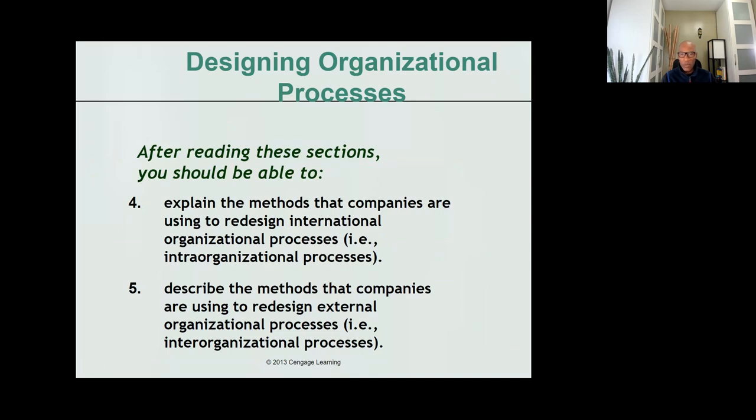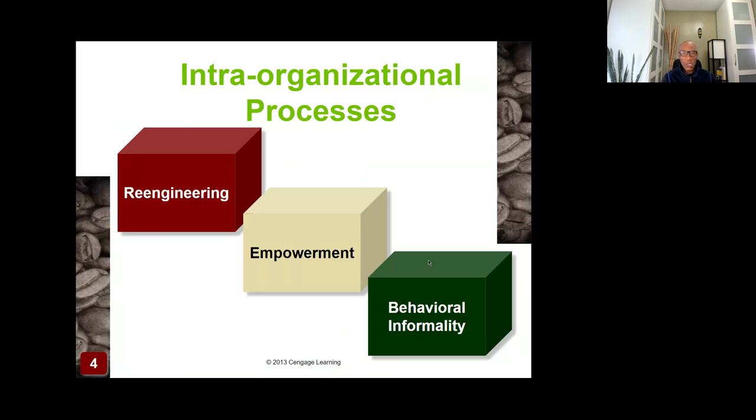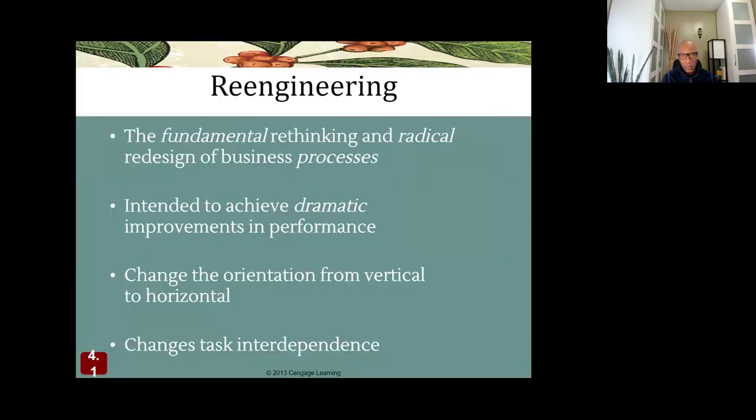So then we think about designing the organizational process and what does that look like. So usually it's an intra-organizational process where we're re-engineering, empowerment, and behavioral informality. And we'll again dive deep into these three things, just look at what they mean, what they're trying to understand. So as the word re-engineering basically probably implied to you, it is looking at what you're working in and fundamentally rethinking and radically redesigning those business processes.